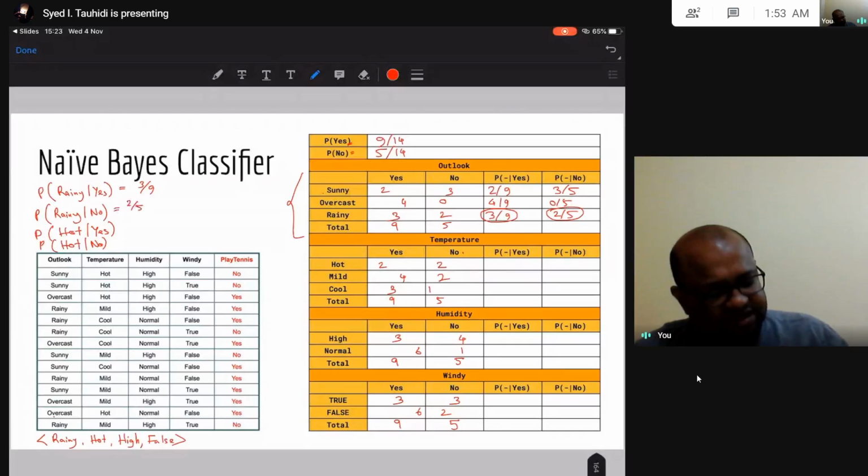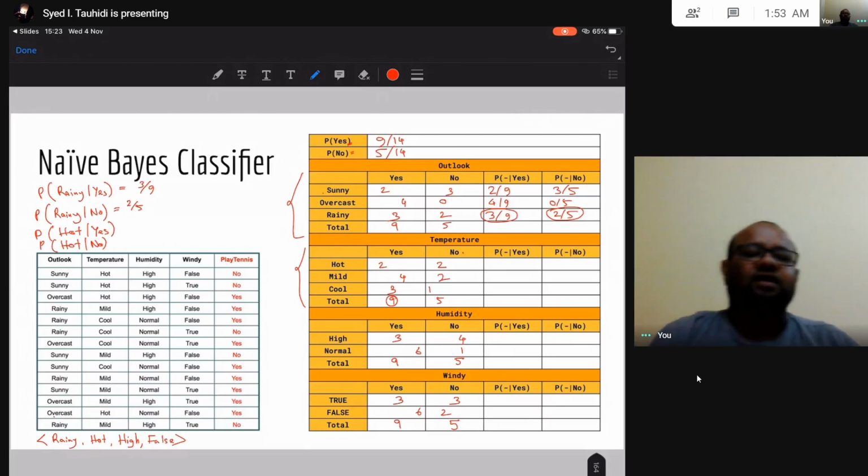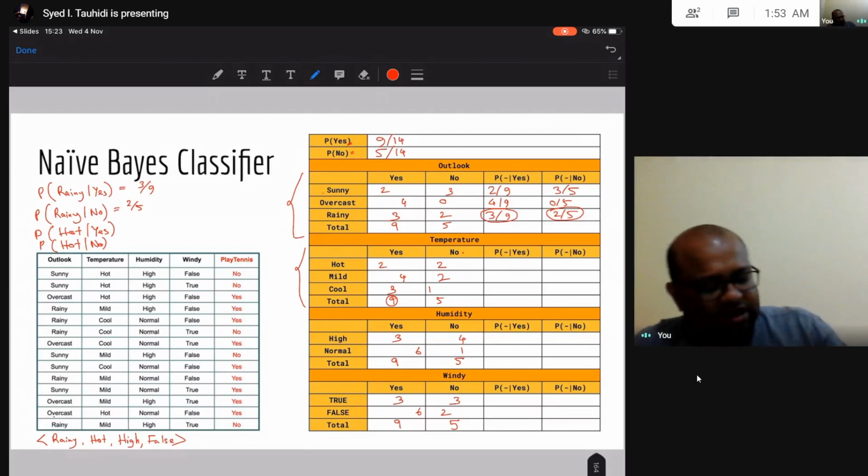So let us fill this for the temperature. Out of all these 9 days that he played, I am trying to figure out the probability that the temperature is hot given that the person has played tennis. Out of these 9 days, 2 of these days were hot. So 2 out of 9 is the probability that the day was hot given that the person has played tennis. Alright, 4 out of 9 is the probability that the day was mild, and 3 out of 9 is the probability that the day was cool.